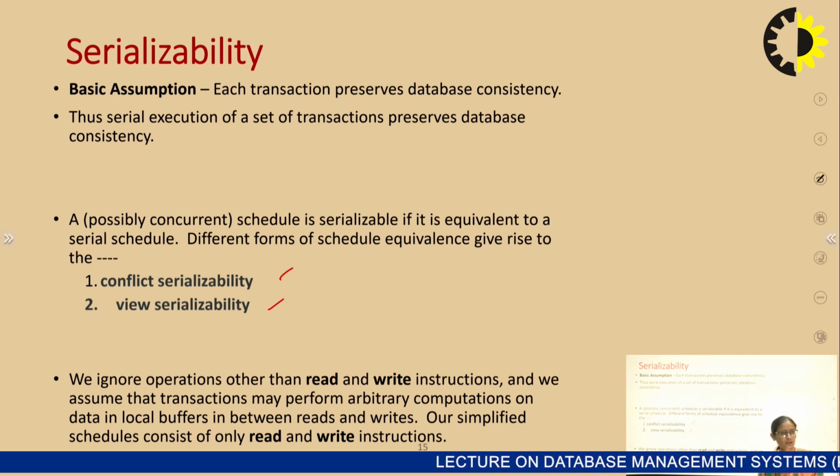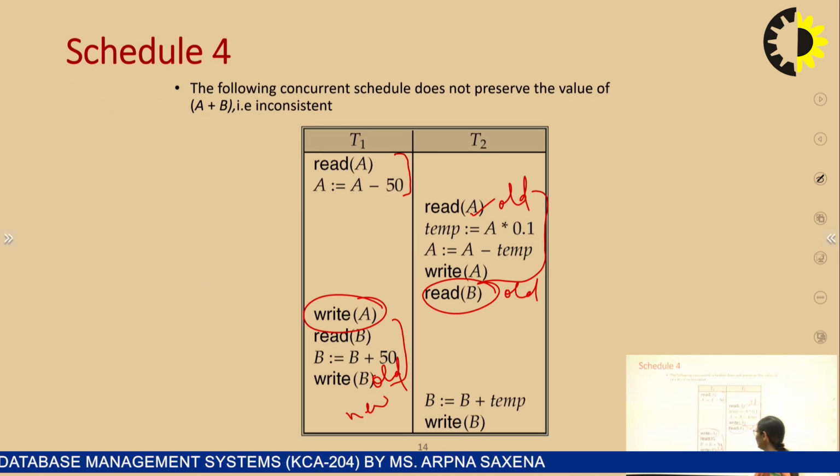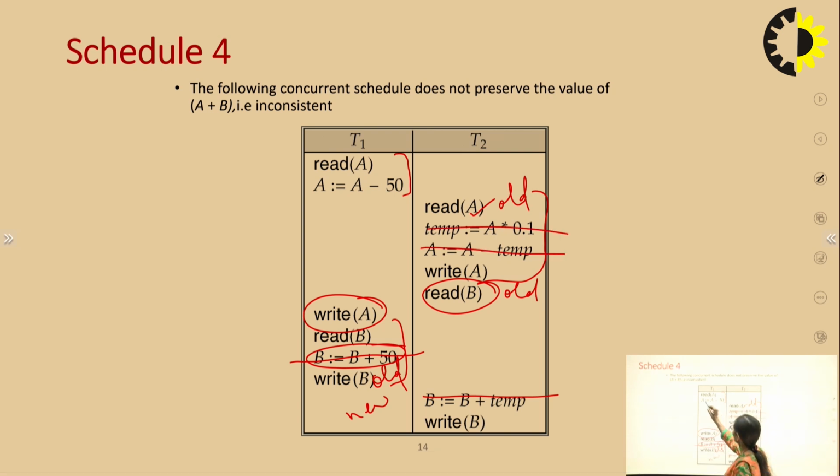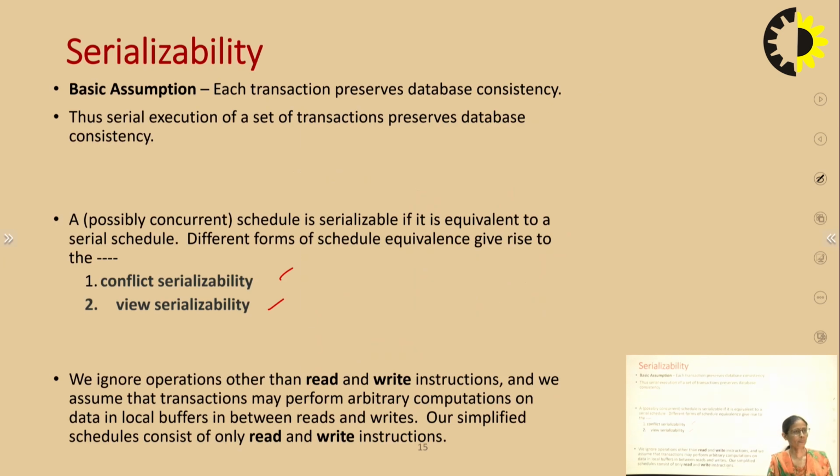We ignore the operations other than read and write instructions, and we assume, this is another assumption, that we are only considering read and write. Here we have considered this particular statement also, but once we are talking about serializability, we don't need to include such statements. We just need read, read, read, write, write, write, read. And we assume that the transactions may perform arbitrary computations on data in local buffers. What kind of computation it is, we don't need to worry about. Our simplified schedule consists of only read and write instructions.